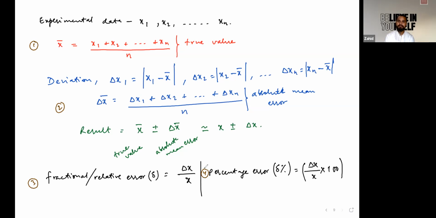Is it clear, Shwab? Till this part? Okay. Just write it down.